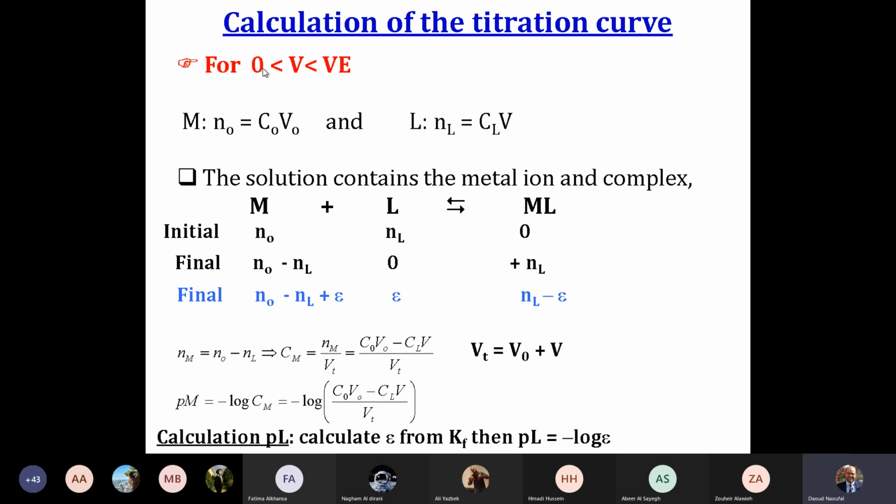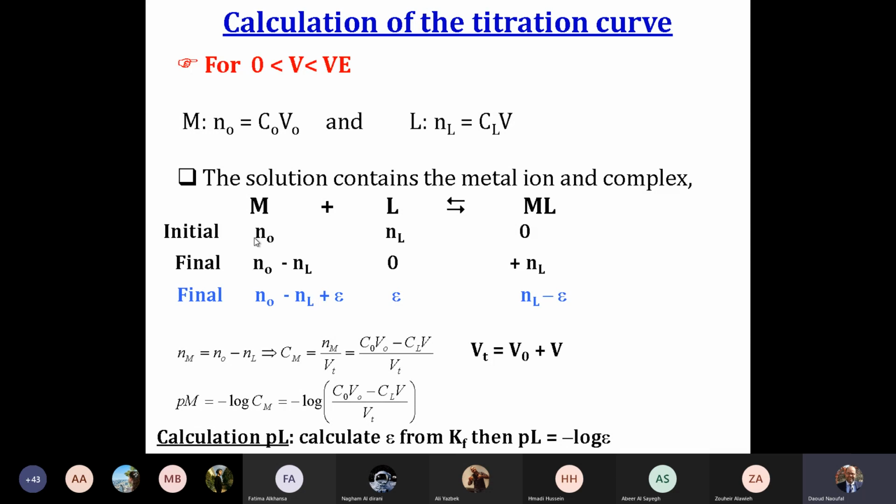For a volume between 0 and V equivalence, in other words, the addition of the ligand L, all the quantity of the ligand L disappears, so we have traces of L, or we can say M is in excess. So what would happen when we add ligand at a volume between 0 and VE? We have a reaction between M and L in the direction of formation of ML. At t equals 0, I prefer to start the table of conversion according to the number of moles. And when they ask to calculate the concentrations at any addition, I can divide by V total.